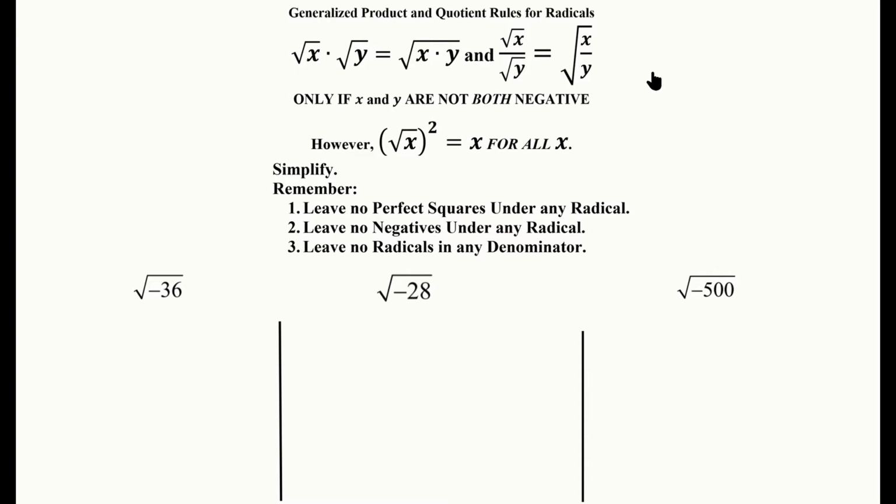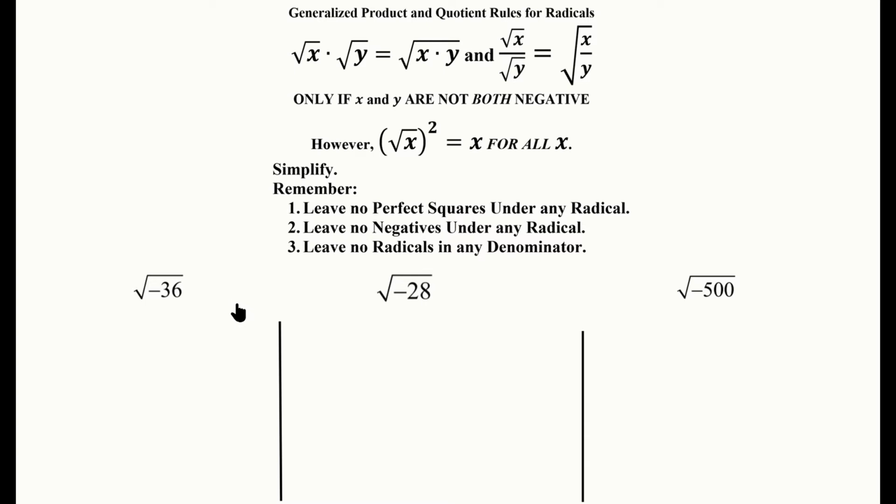But instead of that, we're going to say only if x and y are not both negative, because the rule will not work if both of these numbers are negative, as you will see in a minute why that happens to be so. However, another familiar rule from the past which we've studied is: take the square root of any number and square it, you get the number itself. This is preserved. This is true for all x, whether x is positive, negative, or 0. So it's nice that we still have this familiar rule that's going to be working no matter what the radicand is.